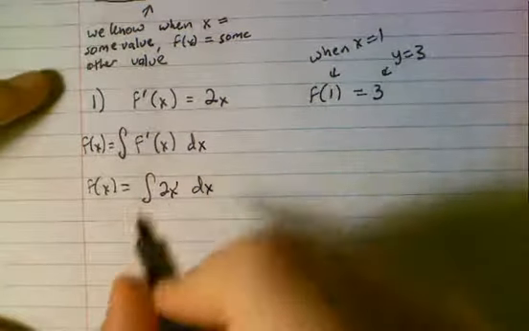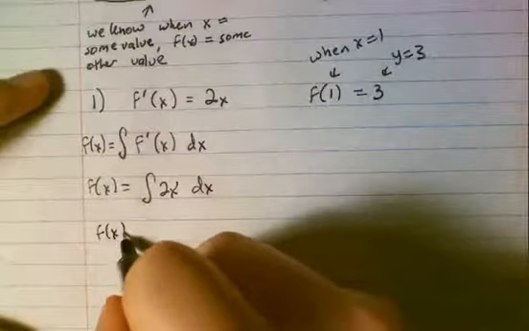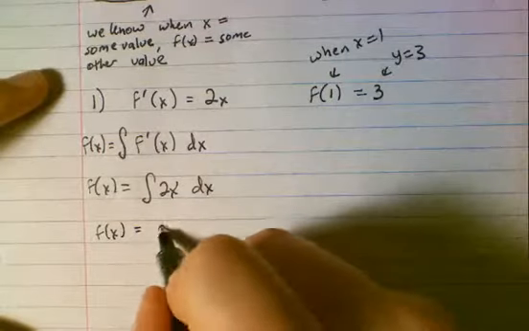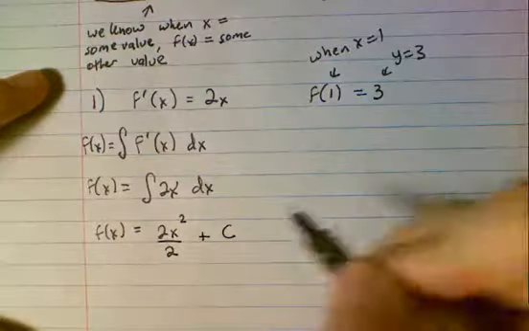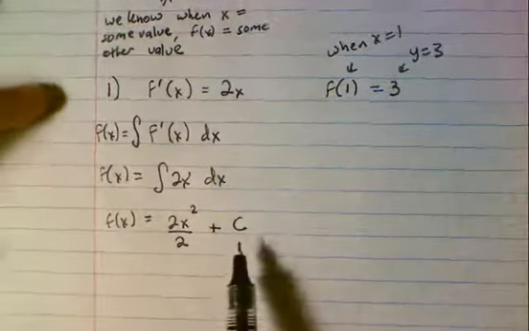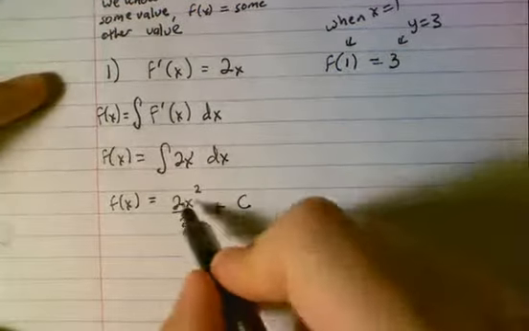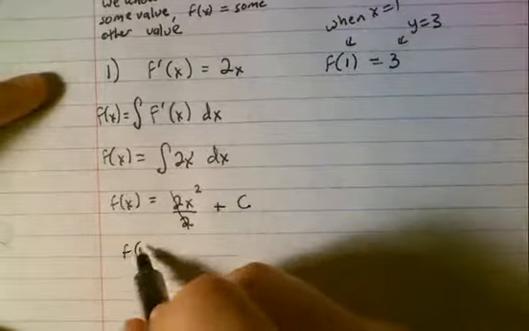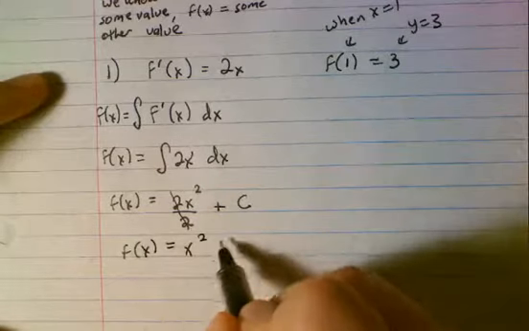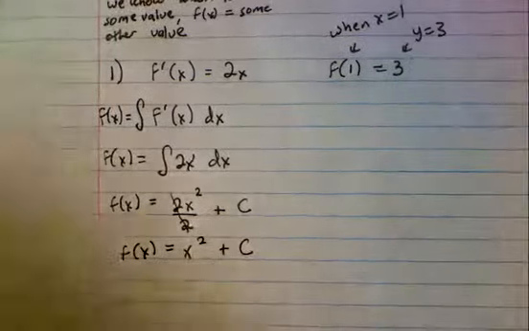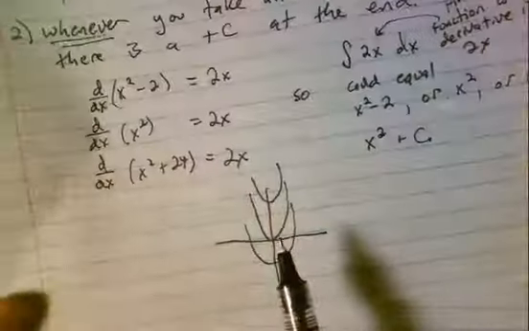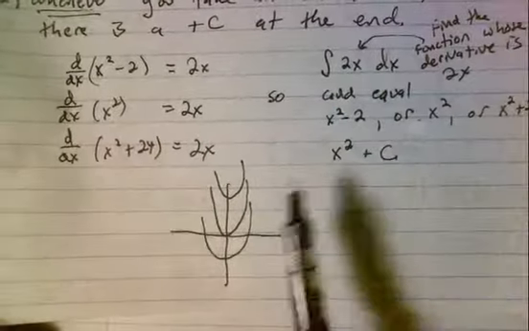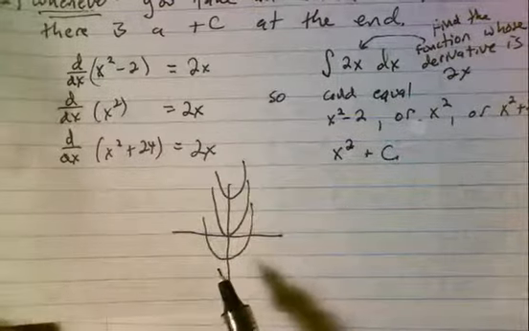This is x to the first power, so we add 1 to our exponent and then divide by the new exponent. And then we have that plus c, just like we always have. We can simplify this, that cancels out. We know that f of x equals x squared plus c. So this is where we were in Antiderivatives 1, we know that it could be one of these curves, but we're not sure which one.